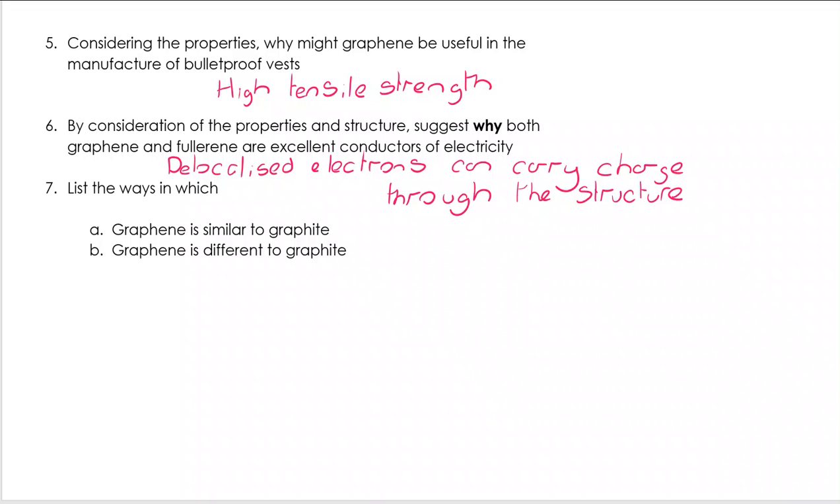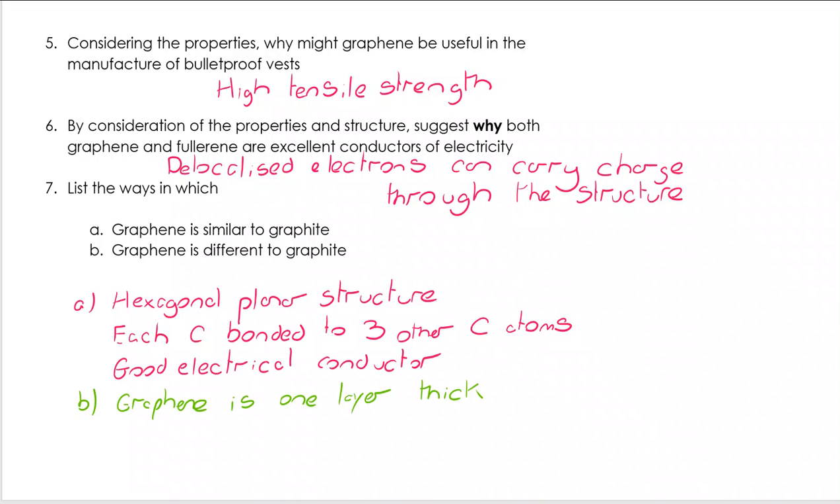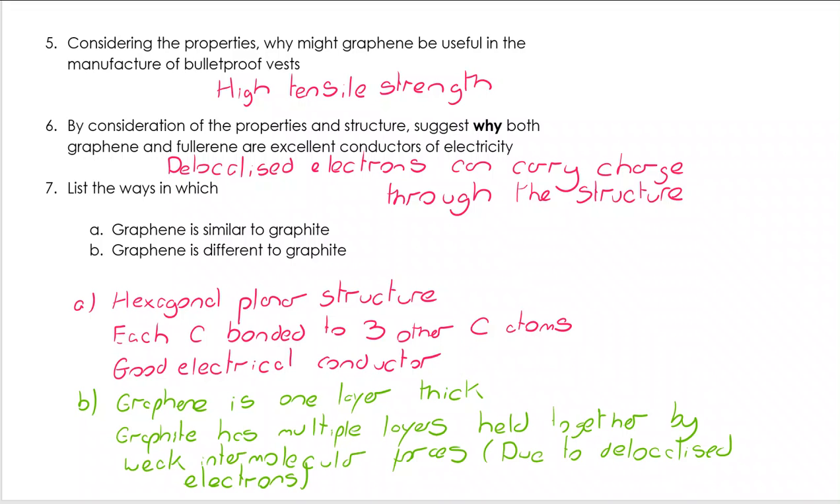In terms of similarities and differences then, graphene is similar to graphite in the sense that it has a hexagonal planar structure. Each carbon is bonded to 3 other carbons. That means that it does have a delocalized electron per carbon, which makes them good electrical conductors. Graphene is actually a better electrical conductor than graphite. But in terms of the differences, it really comes down to the graphene being one layer thick, whereas graphite has multiple layers, which are held together by the weak intermolecular forces. And that's due to the delocalized electrons that we can see.